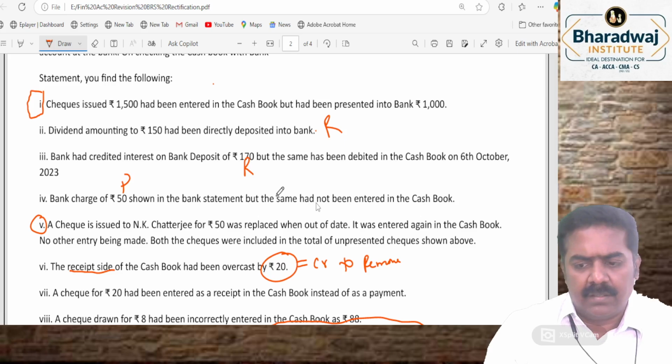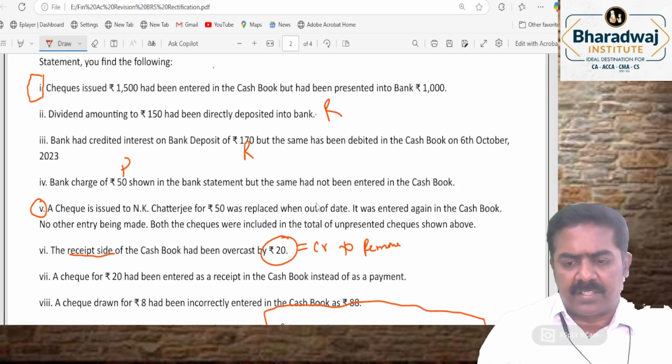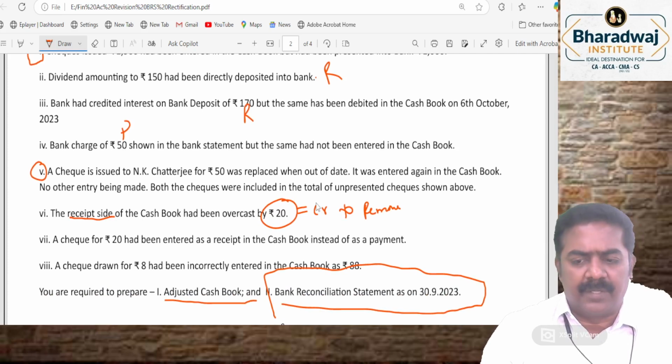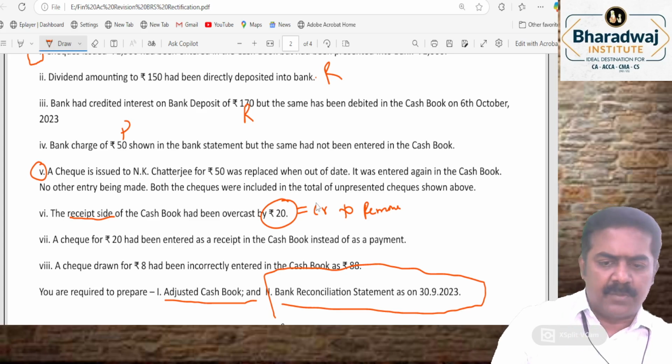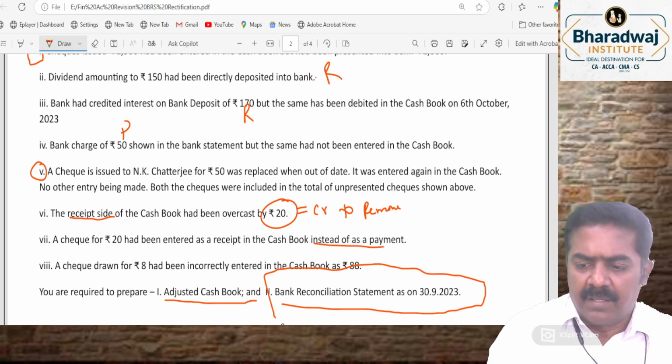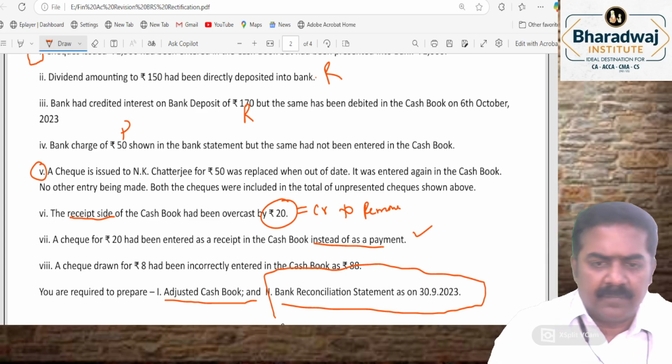Then and how much, sir? 20. Debit extra 20 irukna, credit 20 poda the remove it. A check 20 has been entered as which one? Receipt in cash book instead of which one? Payment. This also we have to rectify.